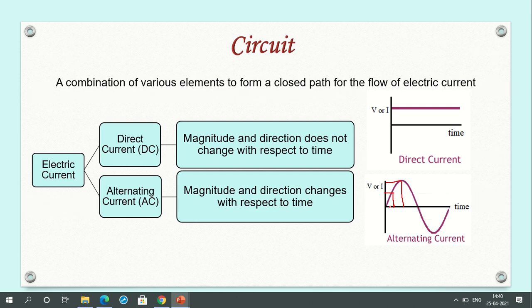And now see the direction. From this point up to this point, this quantity is positive. And from this point to this point, it becomes negative. That is what is meant by the change in direction. So for an alternating quantity, the magnitude changes with respect to time and also the direction changes with respect to time. That is what direct current and alternating current are.